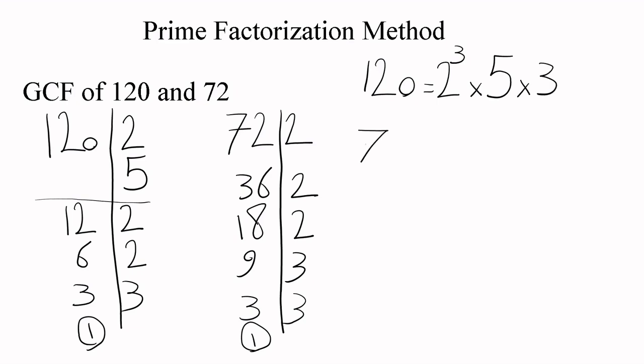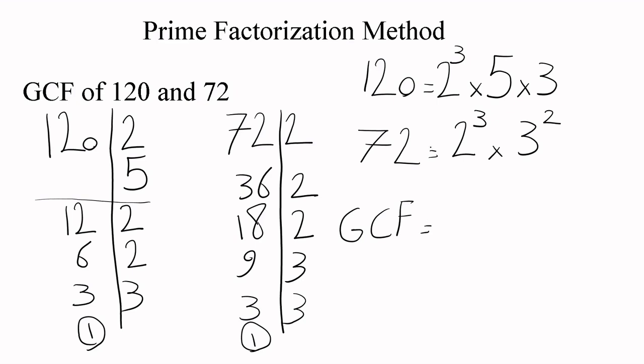What about 72? How many 2's do I have? 2 to the power of 3. How many 3's? 3 to the power of 2. Let's calculate GCF with each other. I told you, common factors. As you can see, in 72 I have 2 and 3. And in 120 I have 2 and 3 too. What about 5? No, you cannot see any 5 in the 72. So we should not consider that in calculating GCF.